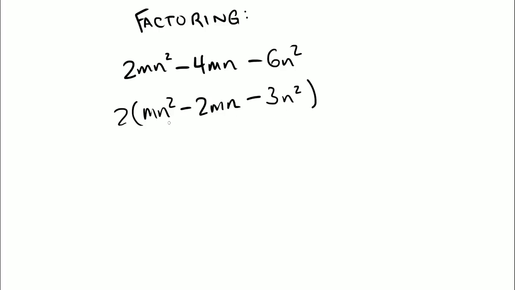Now, let's see, is there anything else common in here? Well, we've got n squared, n, and n squared. So we can pull out an n. So now we have 2n outside of our brackets, and we have mn minus 2m minus 3n.